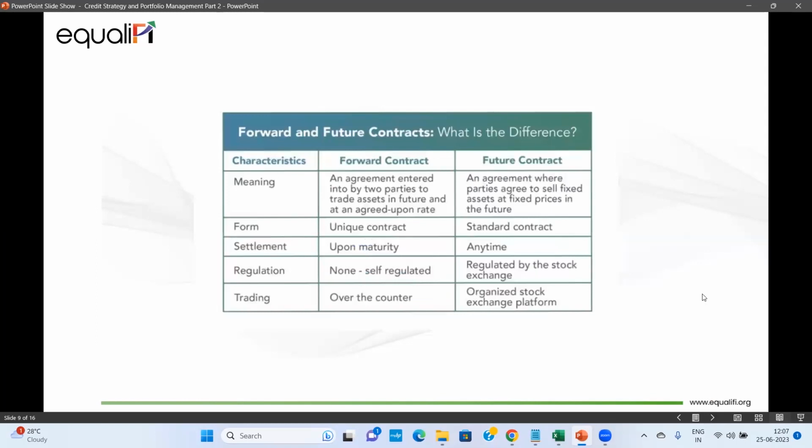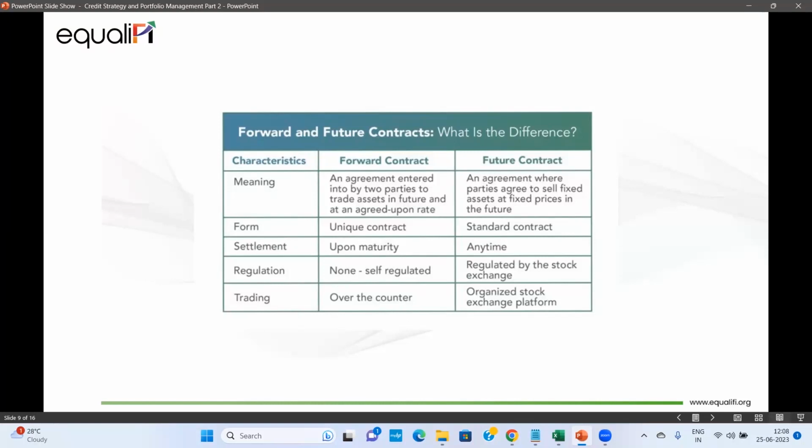Now, there is another term called future contracts. And what is the difference between future and forward contracts? I've tried to put it in an easy way. A forward contract is an agreement entered into by two parties to trade assets in future at an agreed upon rate. And a future contract is an agreement where parties agree to sell fixed assets at a fixed price in the future.